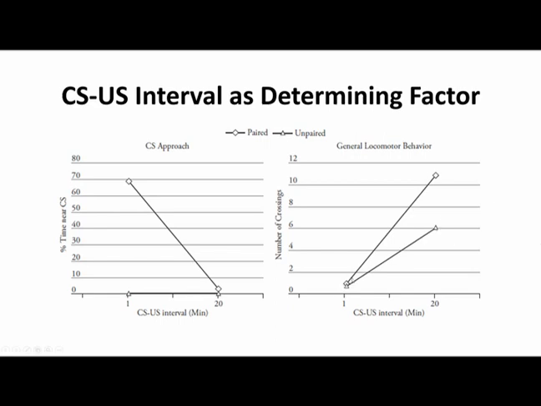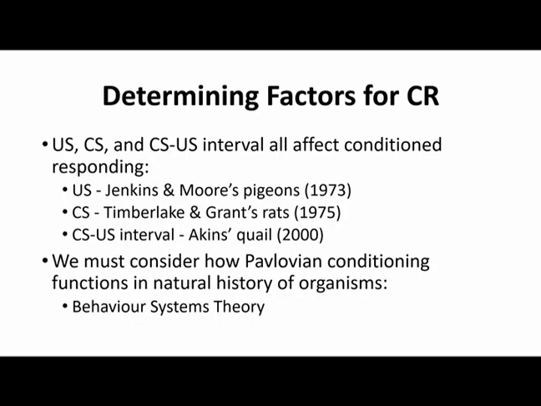What we care about here is the fact that our paired group, the diamonds, showed a significant increase in how much movement they were doing even over the baseline. And so in the 1 minute CS-US interval, we see very little moving around. That's where we were seeing that approach behavior. So they'd approach the conditioned stimulus and stay near it, whereas in the 20-minute interval, they'd move around. They'd engage in general locomotor behavior. And this makes sense based on something that we're going to discuss in just a couple of slides.